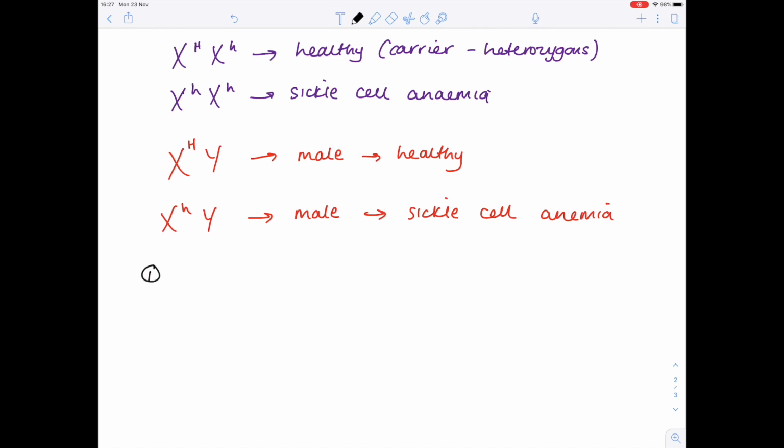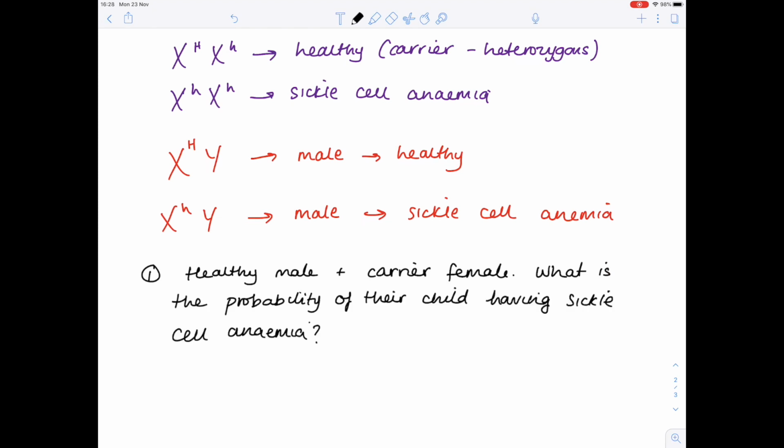So in cross 1, we're going to have a healthy male and carrier female. What is the probability of their child having sickle cell anemia? So the important thing is to work out what's going on with our genotype. First of all, we know we have a male, so they're going to be XY. We have a female, so they're going to be XX. The male is healthy, which means he must have an uppercase allele, because that would mean that he does not have the disease. Now the carrier female is also healthy, so she's going to have 1 uppercase H and 1 lowercase h.